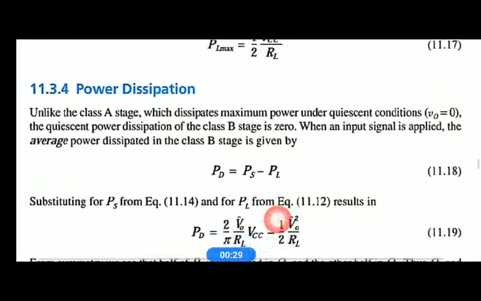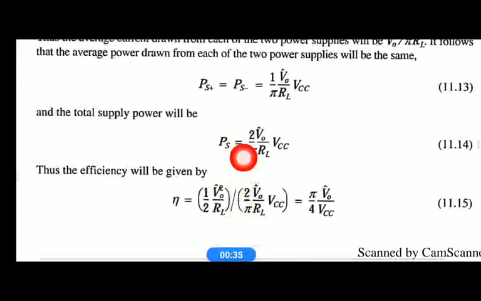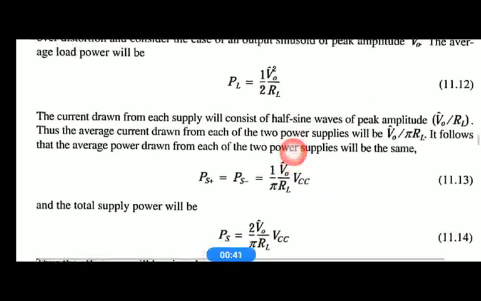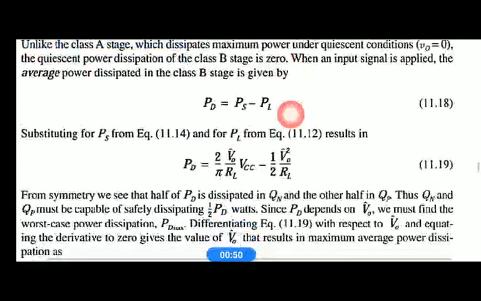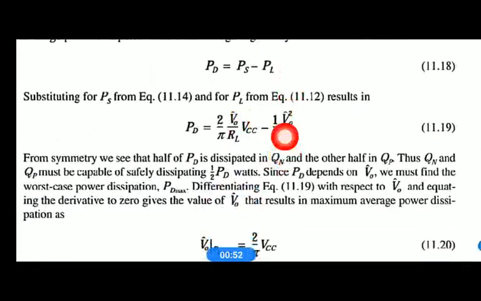So here the equation for PS we derived already, right? It is 2 into V0 divided by pi RL into VCC, and the equation for load power we also already derived, which is equal to half of V0 square by RL. Both PL and PS derived equation values we substitute here, right? That will give us our power dissipation PD. PD is here equal to 2 into V0 divided by pi RL into VCC minus half of V0 squared by RL.